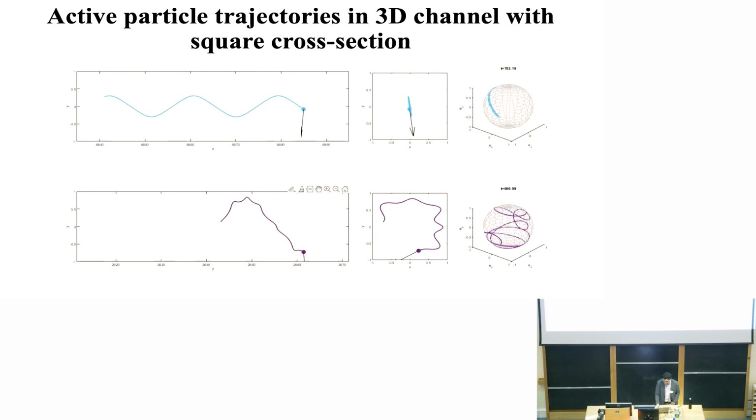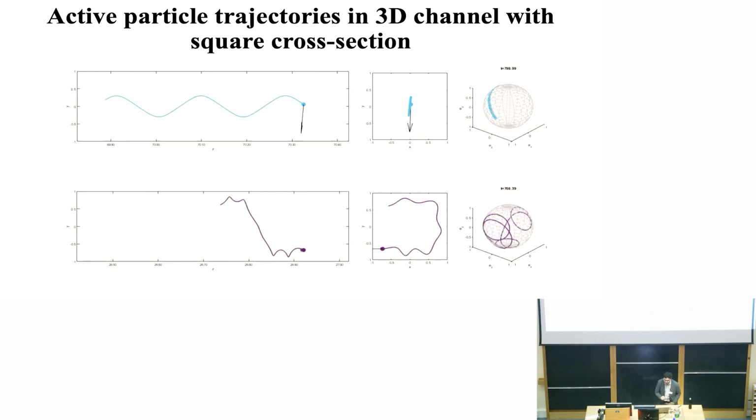On the other hand, if I start the particle away from the center of this channel, then you can see that it's doing this irregular behavior. It's still going from left to right with the flow, but its orientation is going all crazy, and it's also staying away from the center of the channel, right? It's never visiting the center of the channel.